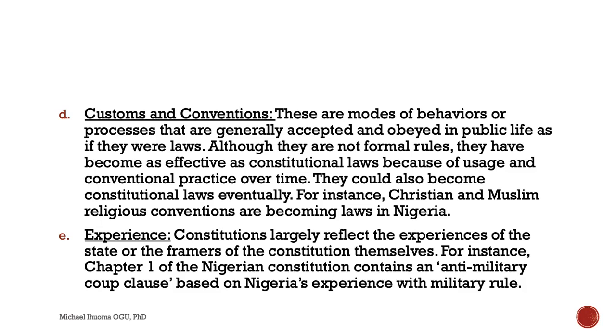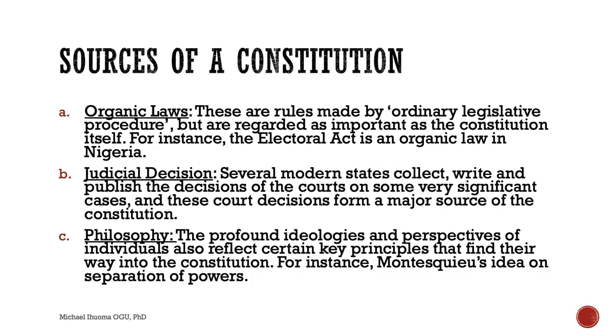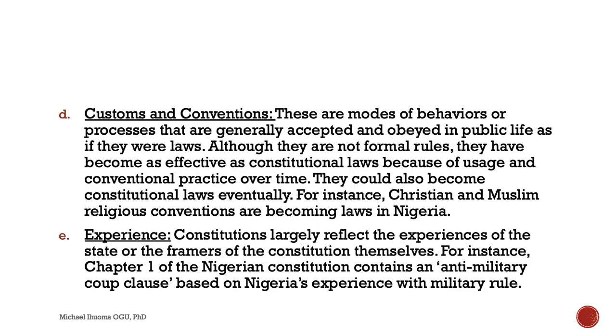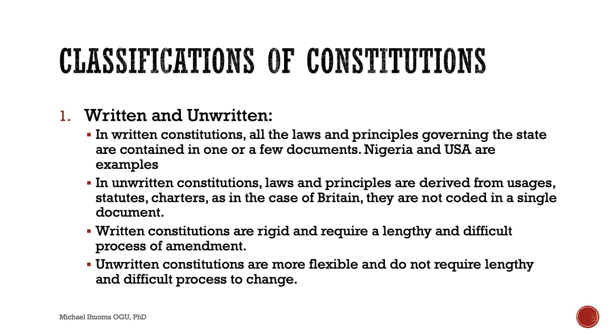So we have highlighted 5 sources of the Constitution: organic laws, customs and conventions, experience, judicial decisions, and philosophy. All right. So these are 5 sources of the Constitution. And it's important that we understand this, because particularly in Nigeria, these are the sources of the laws, the rules that govern our society as Nigerians.